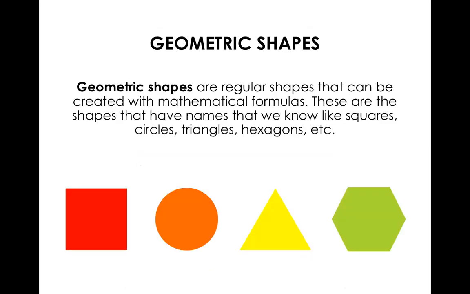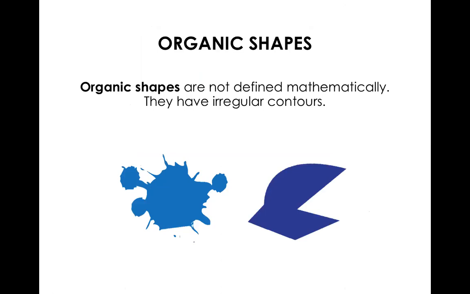Then you're going to talk about geometric shapes. So geometric shapes are shapes like squares, circles, triangles, hexagons, all that kind of stuff. And organic shapes are irregular shapes. So examples are paint splatters or clouds or water drops, things that do not have a regular outline and that we do not talk about in math.